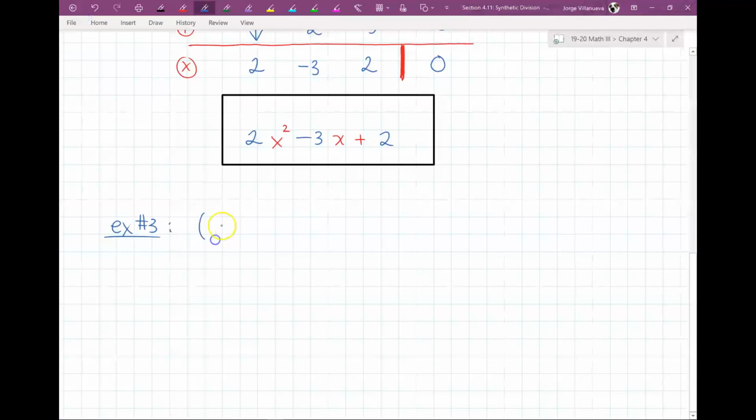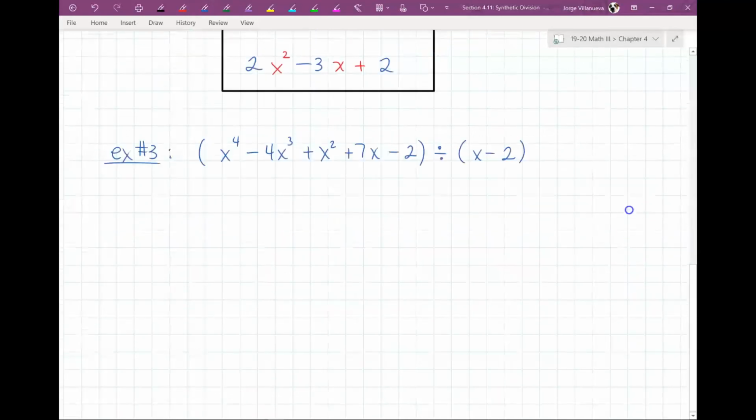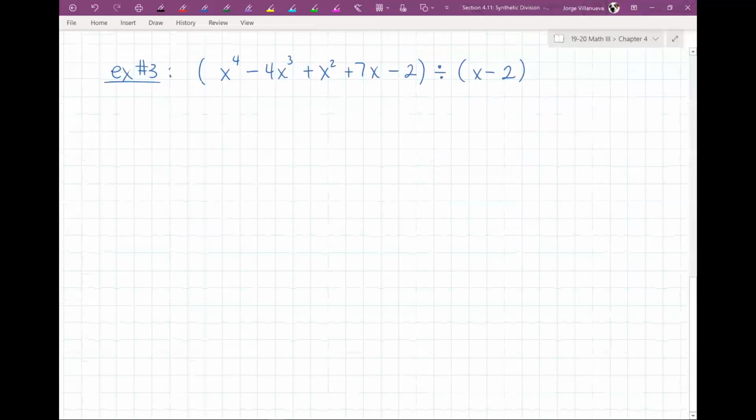So here we go. x to the 4th minus 4x cubed plus x squared plus 7x minus 2 divided by x minus 2. Now guys, I'm going to give you a minute. I want you to try to set this up. Try to write out all your coefficients and see if you can get at least to the answer part. Maybe you don't write the full solution, but at least do the addition and subtraction. So I'm going to give you like a minute or two, okay?